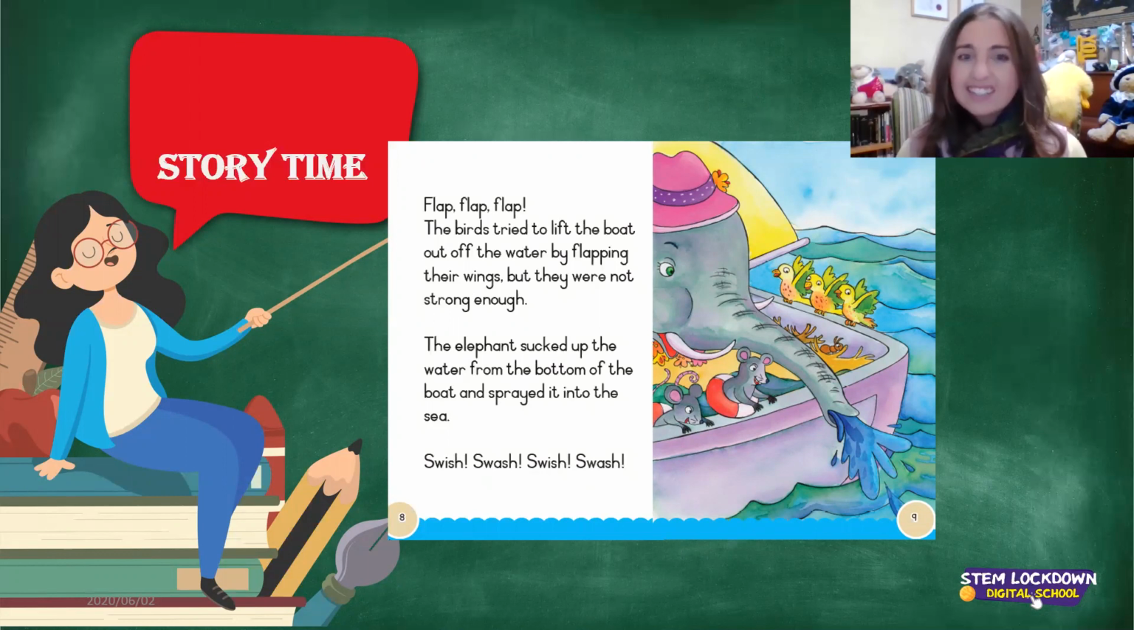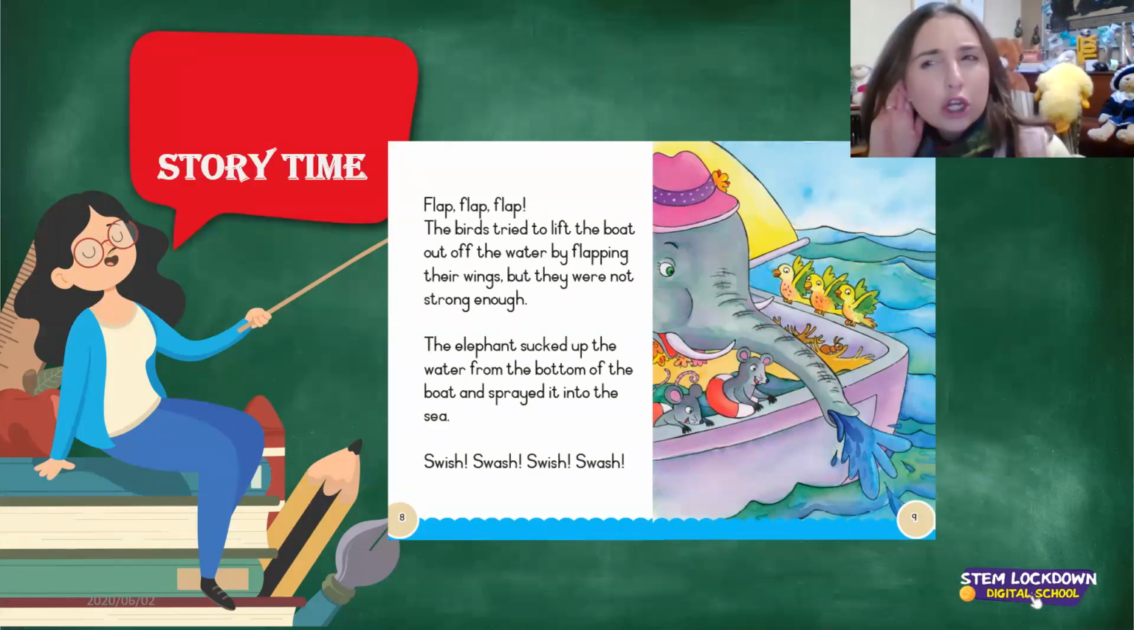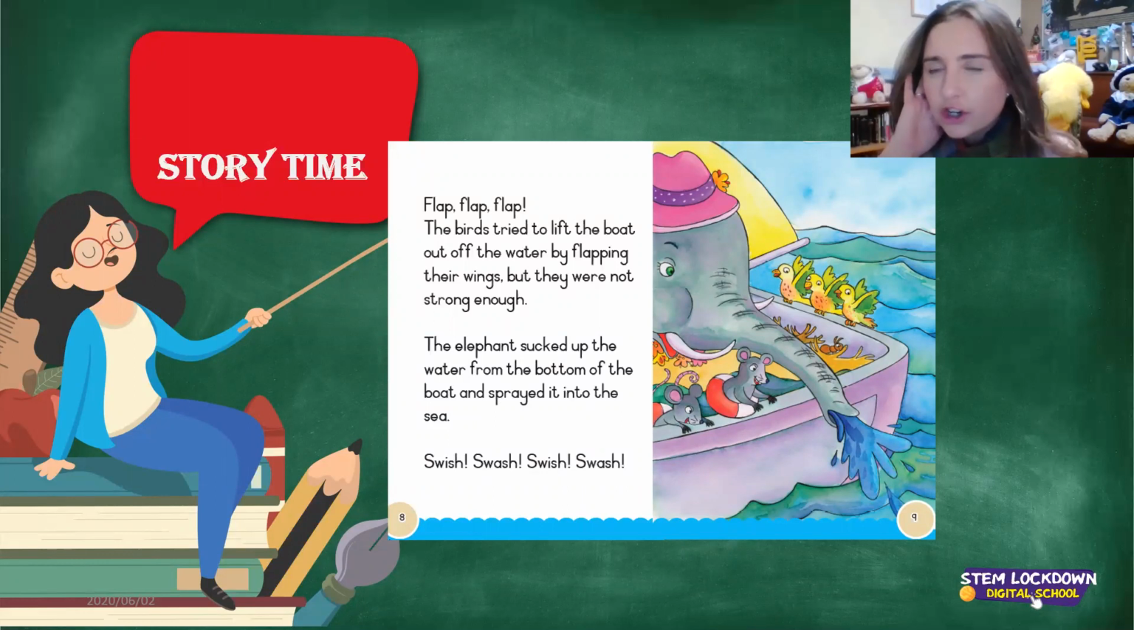The elephant sucked up the water from the bottom of the boat and sprayed it in the sea, and it went swish, swash, swish, swash. Let me hear you, great. Can you go swish, swash, swish, swash? Wow, that's a difficult sound. Can you go swish and then swash?